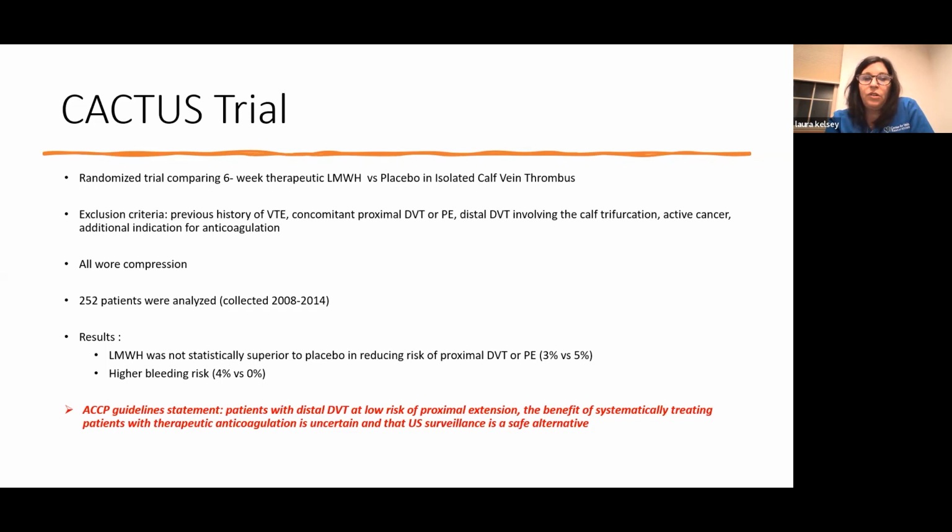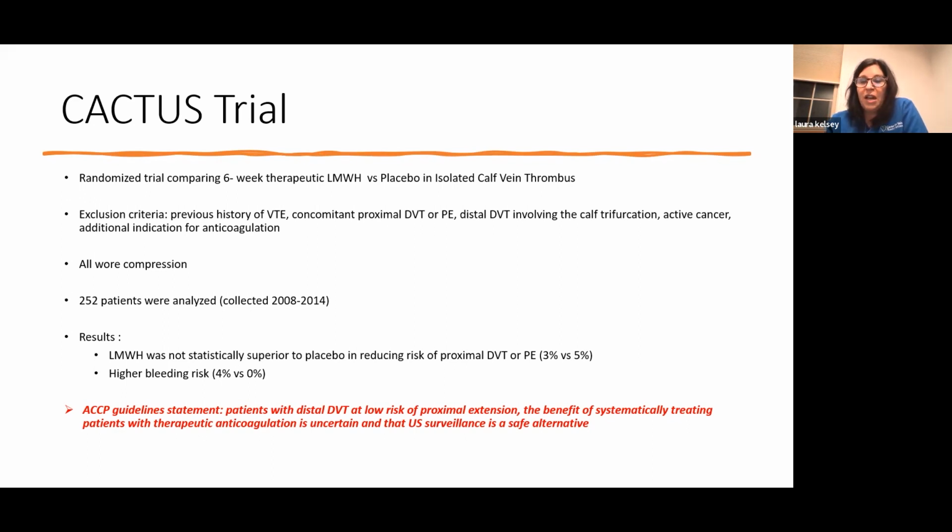And they analyzed 252 patients, and they found that the low molecular weight heparin was really not superior to placebo in reducing the risk of PE or proximal DVT. And we were subjecting these patients to a higher risk of bleeding, which was 4% versus 0%. And this really led to the American College of Chest Physicians guidelines that kind of called back that distal calf DVT and says, we've got to think about this.